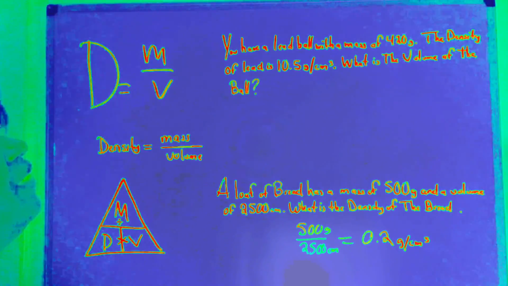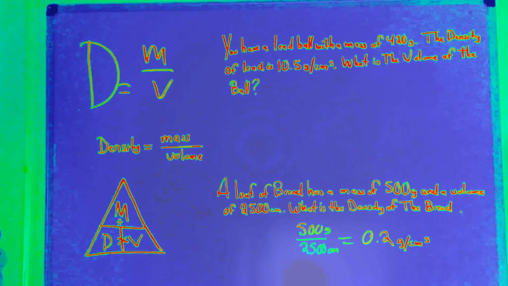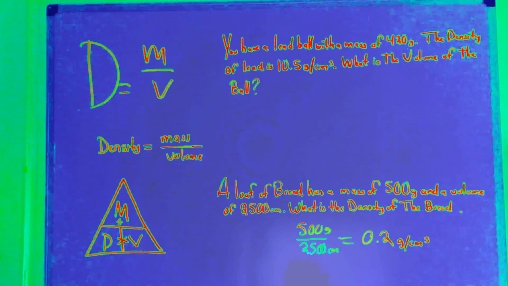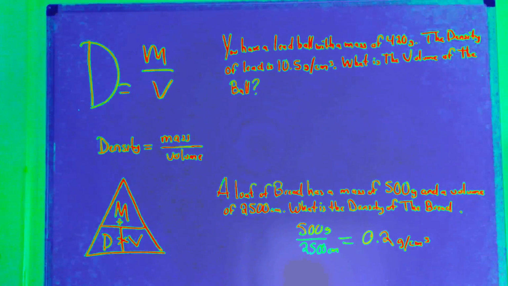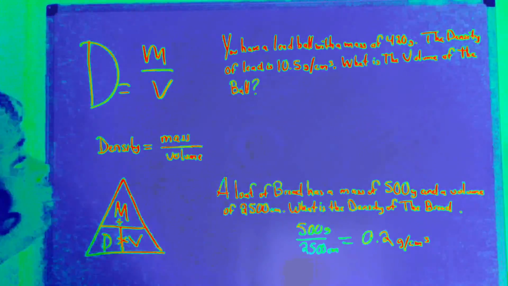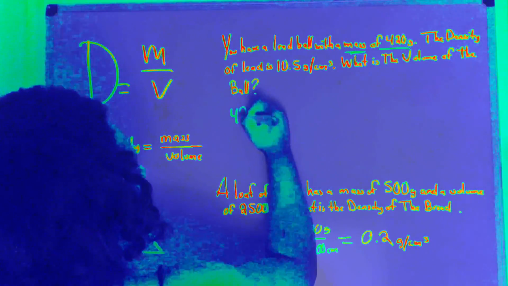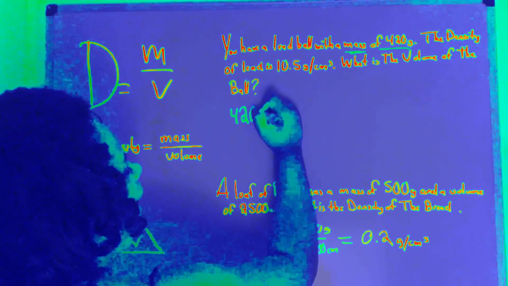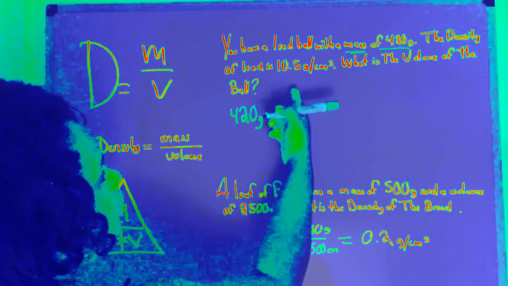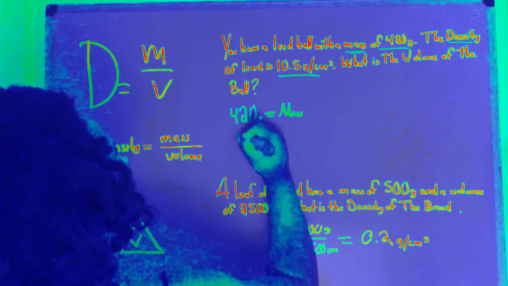All right. You have a lead ball with a mass of 420 grams. The density of lead is 10.5 grams per cubic centimeter. What is the volume of the ball? This is what I like to do with all word problems, and I advise you to do the same. You go with your given: what is the mass? I write stuff down, because I'm very visual, and sometimes my eyes play tricks on me. And what else are we given? The density, which is 10.5 grams per cubic centimeter.